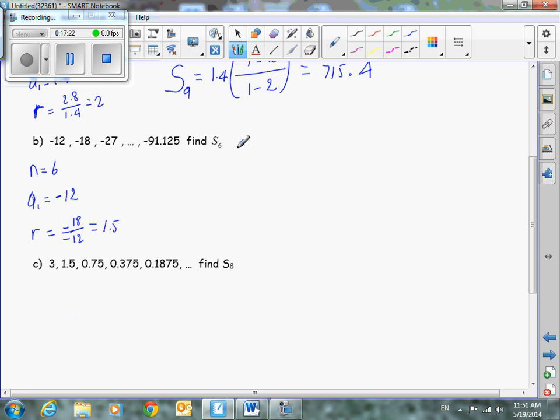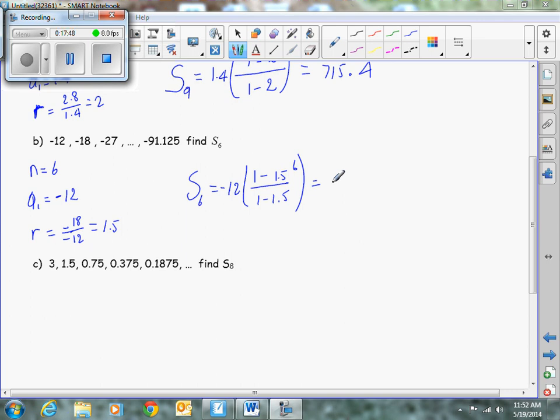All we got to do now is plug into the equation. S6 is equal to negative 12, open a parenthesis, 1 minus R, here is 1.5 to the power of 6 over 1 minus 1.5. And you will get the answer. Negative what? 249.375. Is that what everyone got? Yes? Thank you. Good.